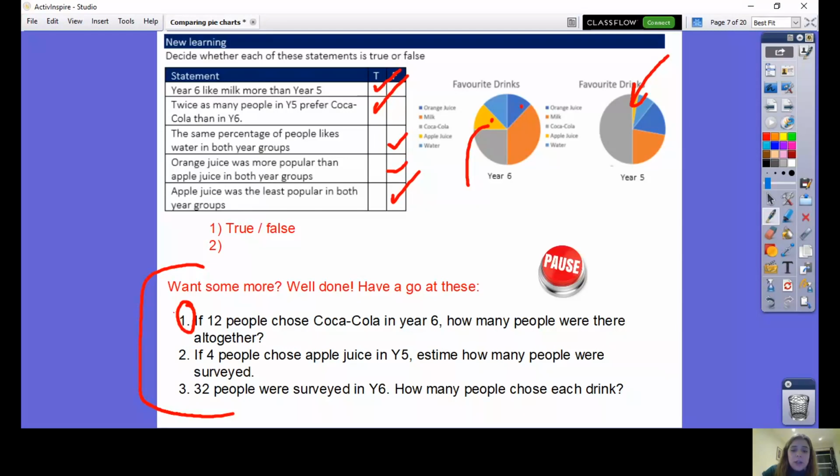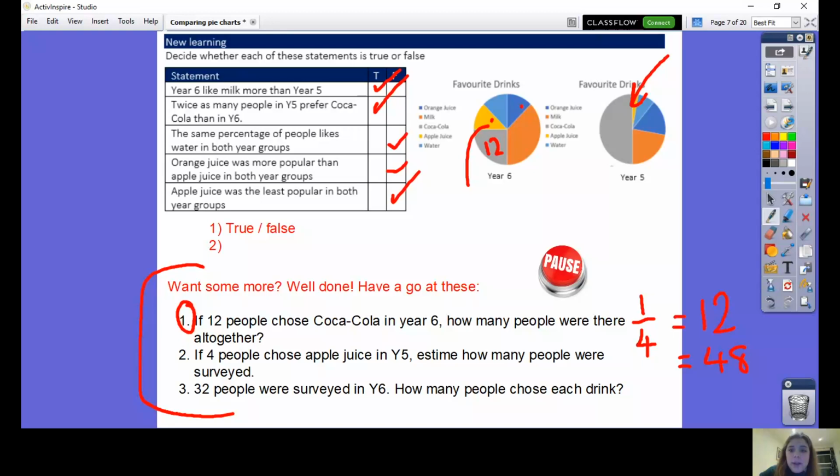If 12 people chose Coca-Cola in year 6, how many people are there altogether? Let's go to year 6 and let's go to Coca-Cola. That's 12. That tells me 1/4 of the pie is equal to 12. If 1/4 is 12, the whole must be 4 lots of 12, which is 48.